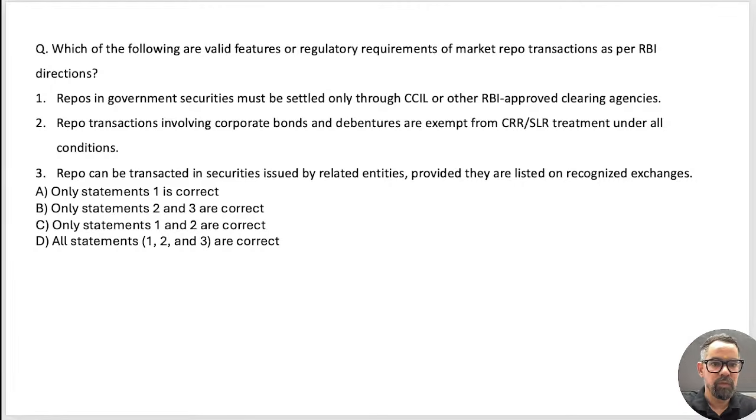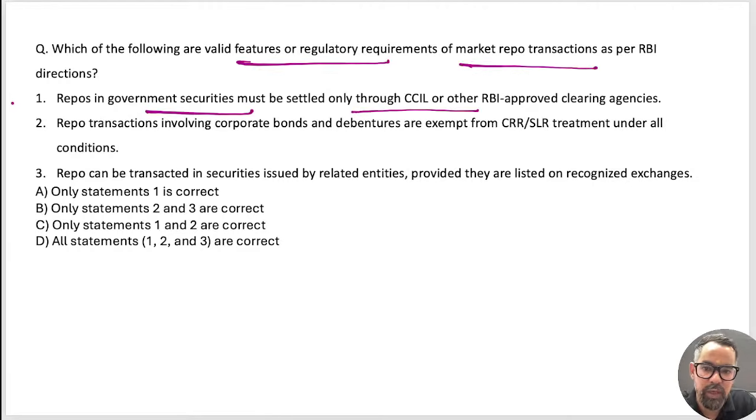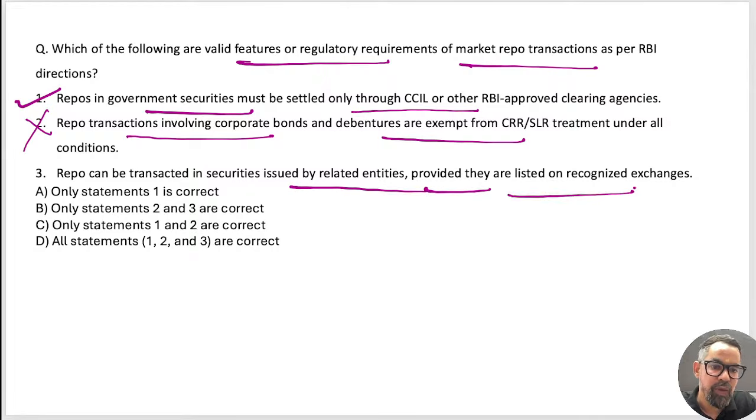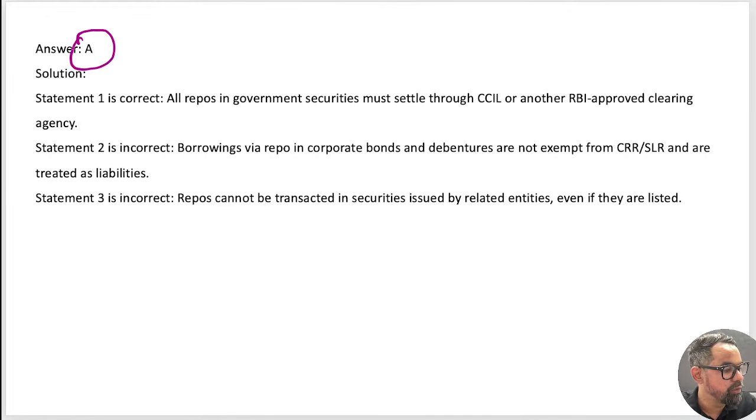Clearing agencies. The another one is a repo transaction involving corporate bonds and debentures are examples of. No, this is about CRR and SLR. No, this is different. Repo can be transacted in securities issued by related entities, provided they are listed on recognized exchanges. This is also wrong. Only one. Option A only should be the right answer for this one. Right? Correct?